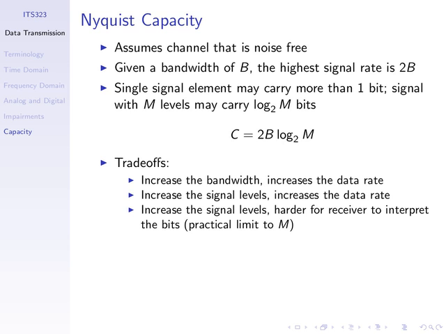So the Nyquist and also the Shannon capacity give us an upper limit of how fast we can send our data under different conditions. In this, in the conditions of no noise, and the other one in the condition of with noise.